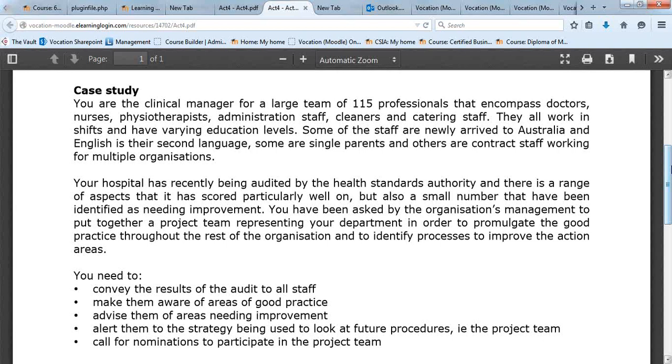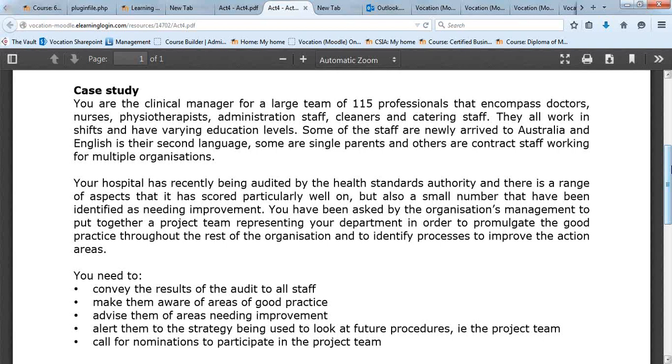Yeah, I would like to ideally see you breaking down all the individual team members, the areas of your team, and really looking at how you could communicate and maybe even why you chose to communicate that particular way. Also remember that there is an element that also needs you to call for nominations to participate in the project team. So if you were needing to communicate that to some of the staff members that had newly arrived and English is their second language, how do you call for nominations from their perspective to be able to get their engagement and their buy-in for that process?